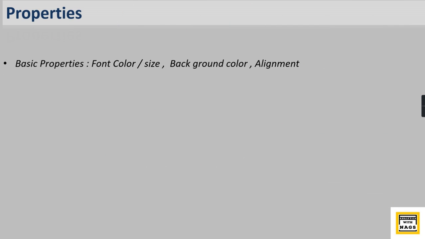So what things can you expect: basic properties like font color, size, background, alignment, and hide or unhide, then sorting of a table, then repeating headers of a table. Those things I'm going to cover. There are a lot of other properties you can explore, but once I showcase all these properties, you will understand how you can explore other properties as well. That is the main agenda of this video.